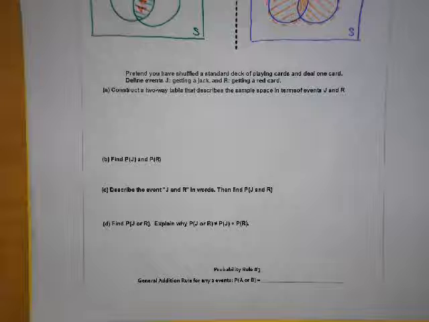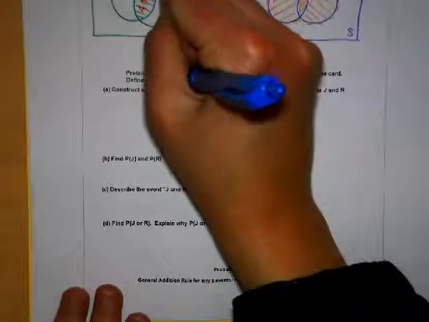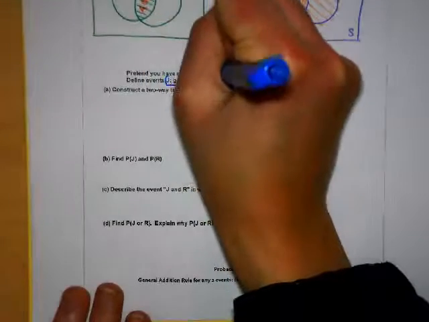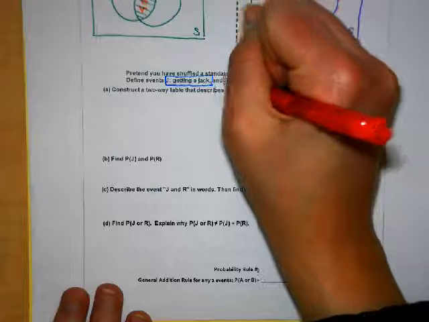All right, back to math. So we're working with our standard deck of playing cards, and we're going to deal a single card. So we have two events, J, which means getting a jack, and R, which means getting a red card.